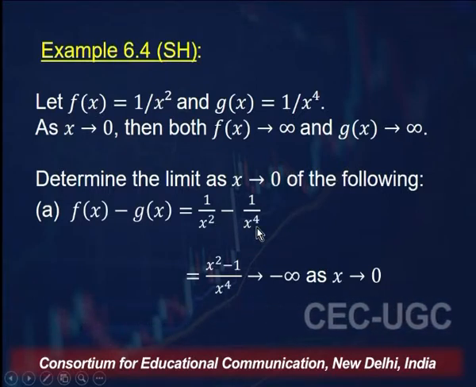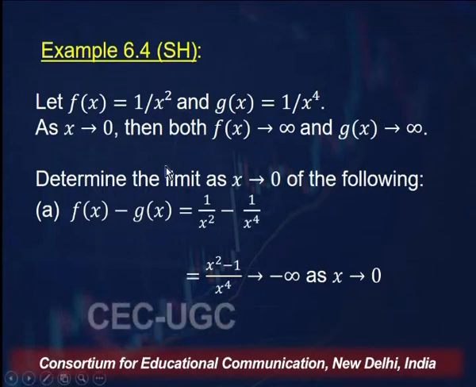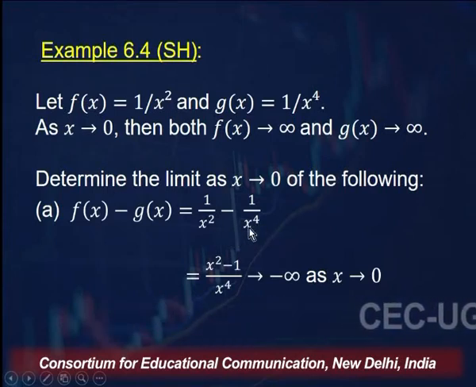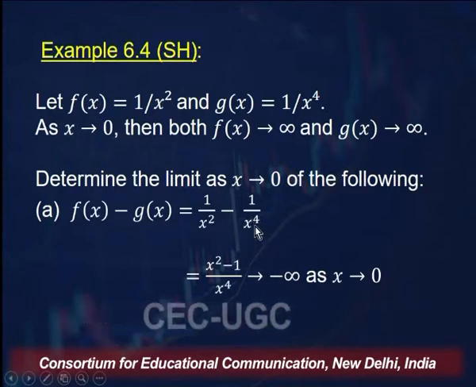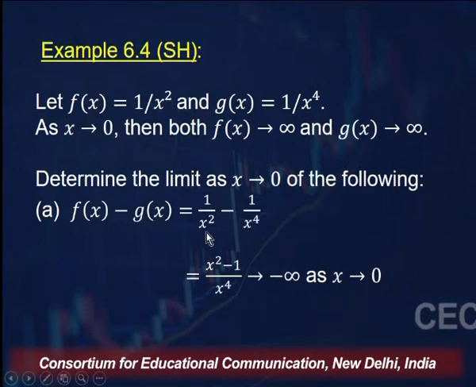So whether you approach 0 from the left or from the right, it's going to be squared, or raised to the power 4, in the denominator, so it's not an issue. However, you can see here that x to the power 4, as you approach 0, either from the left or the right, will be a smaller number as compared to x squared.